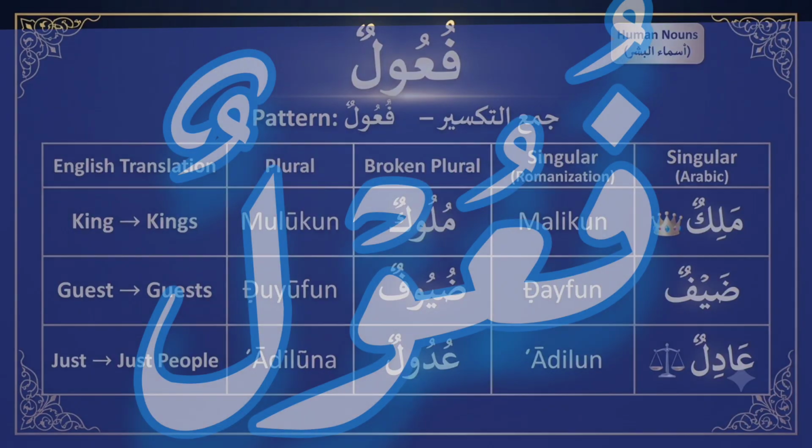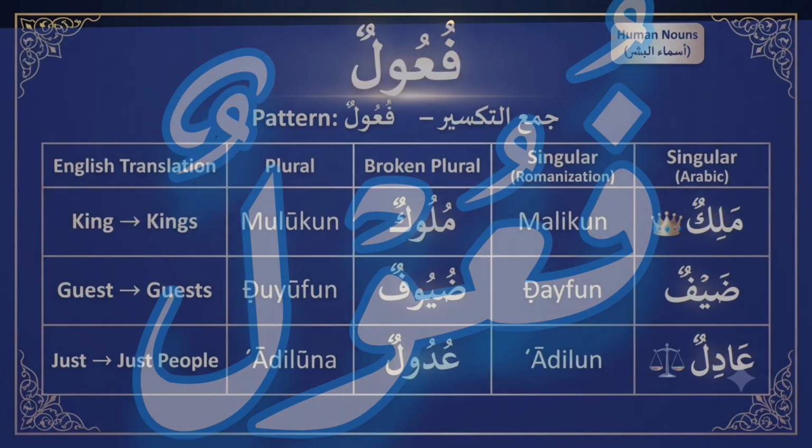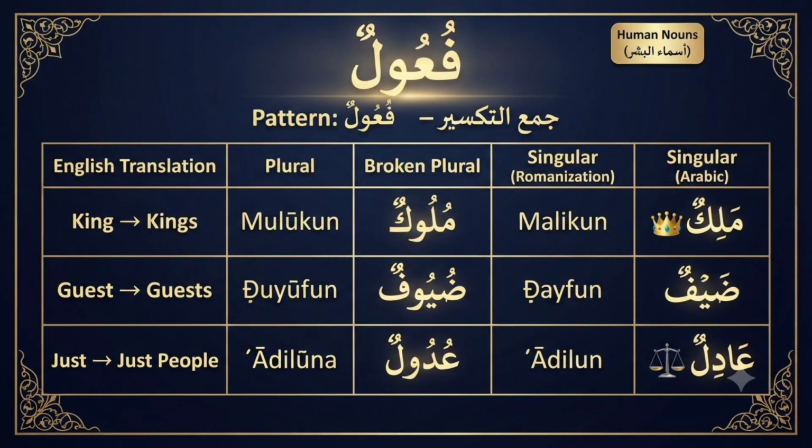فعول is the broken plural noun pattern on which we can make nouns and even adjectives, like a king, ملك. Its plural, kings, ملوك. A guest, ضيف. Its plural, guests, ضيوف.